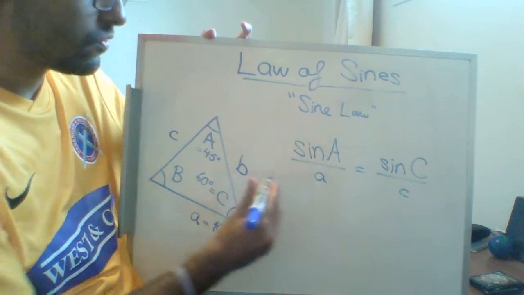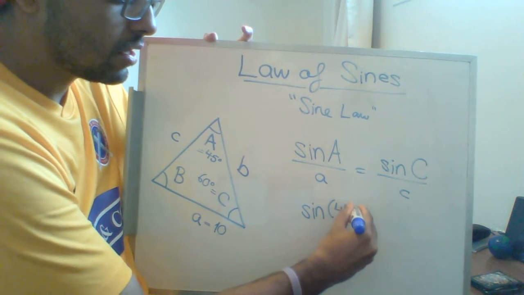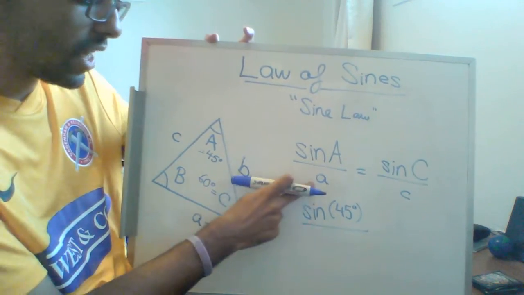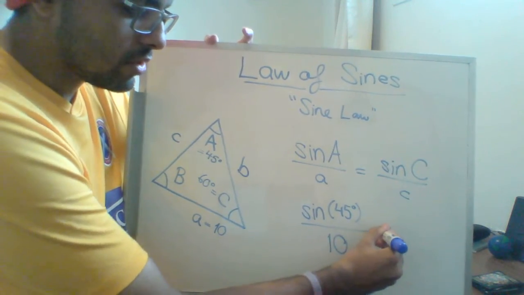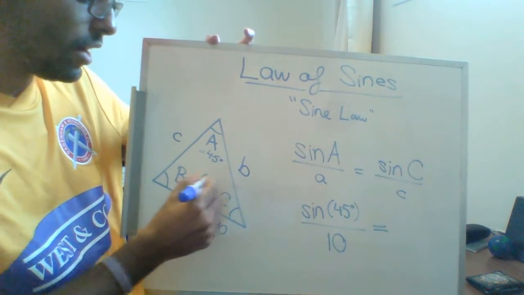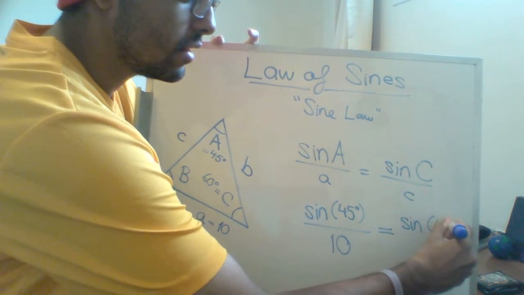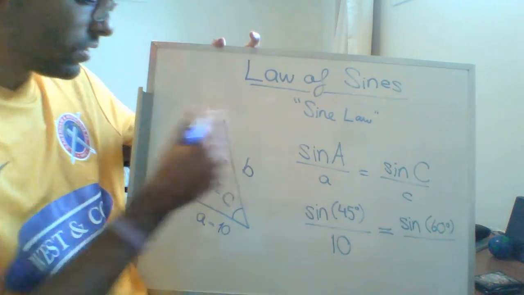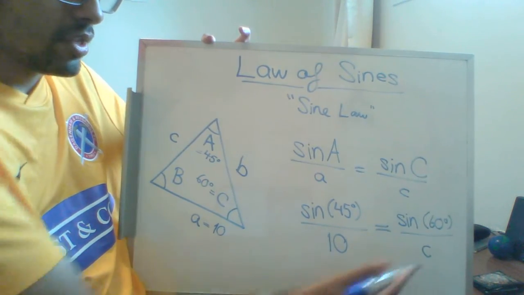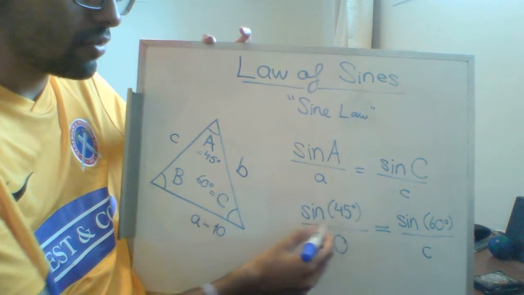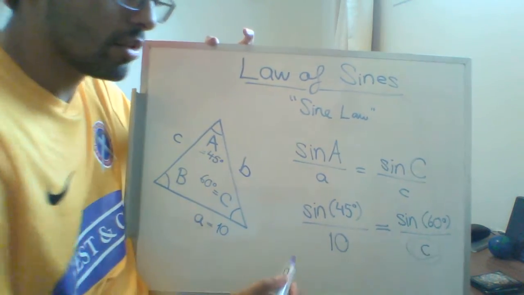We know angle A is 45 degrees, so let's fill that in. We get sine 45 over the length of side A. The length of side A is 10 units, so over 10, is equal to sine C. Now angle C is 60 degrees, so we get sine of 60 degrees divided by the length of C, and that's what we're trying to figure out. So this is where we're at right now: sine 45 over 10 is equal to sine 60 over something, and that something is what we're looking for.